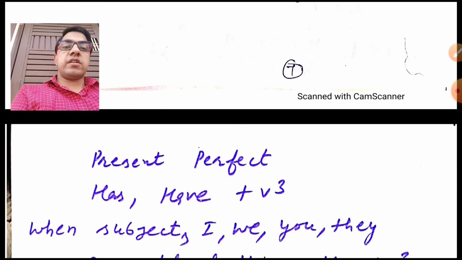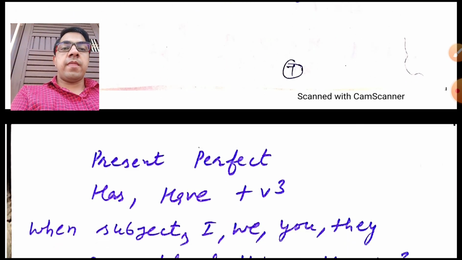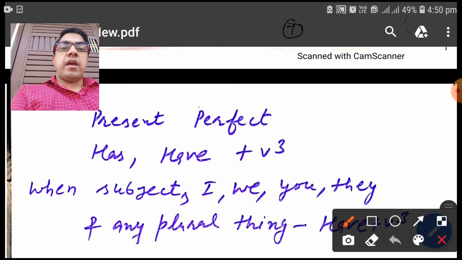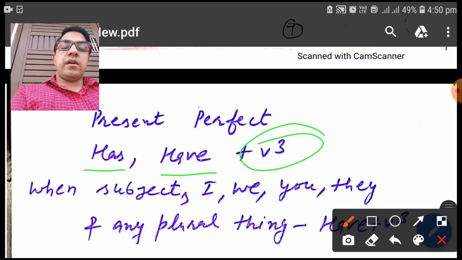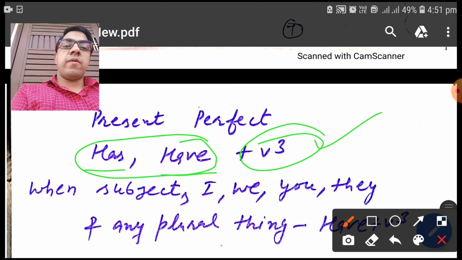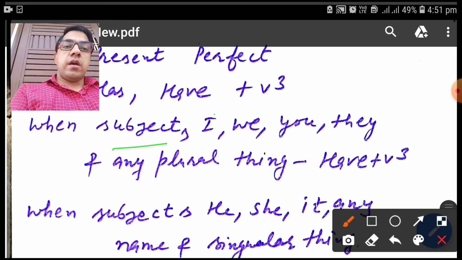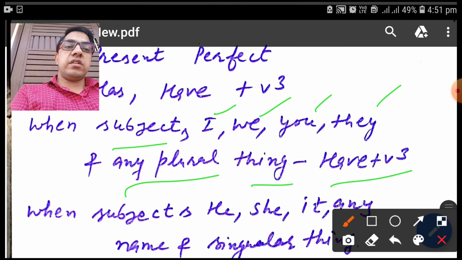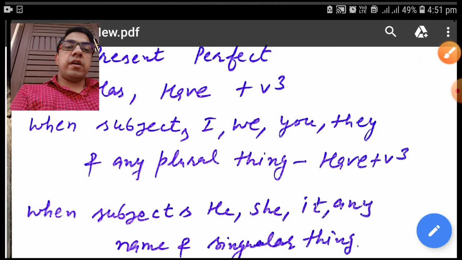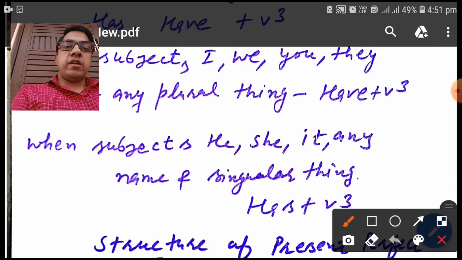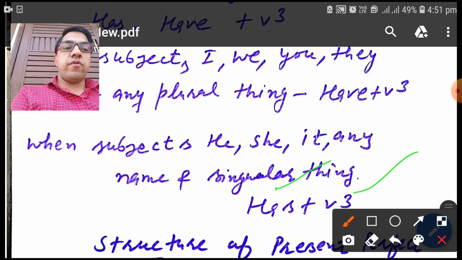Now we are going to discuss present perfect tense. You know very well that has and have along with third form of verb are the helping verbs of present perfect. When the subjects are I, we, you, they and any plural thing, then we should use have plus third form of verb. For the rest of all subjects, I mean he, she, it, any name, any singular thing, we should use has plus third form of verb.